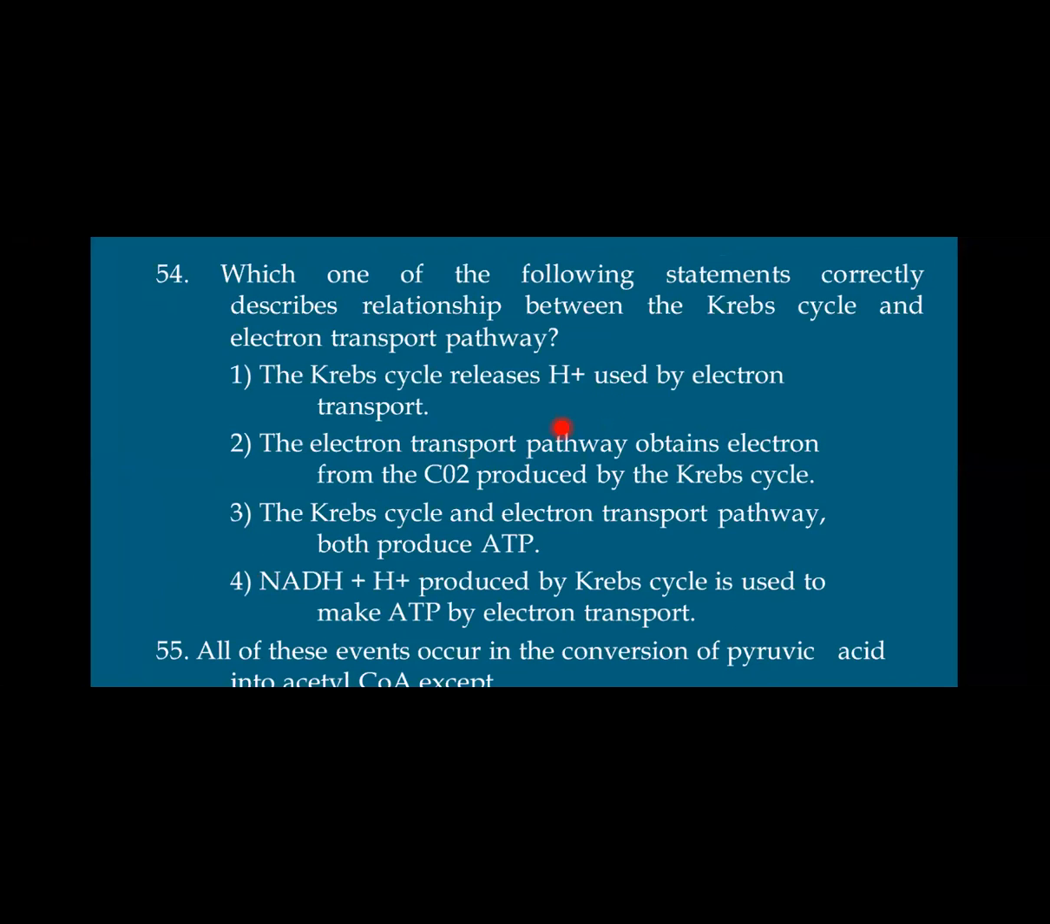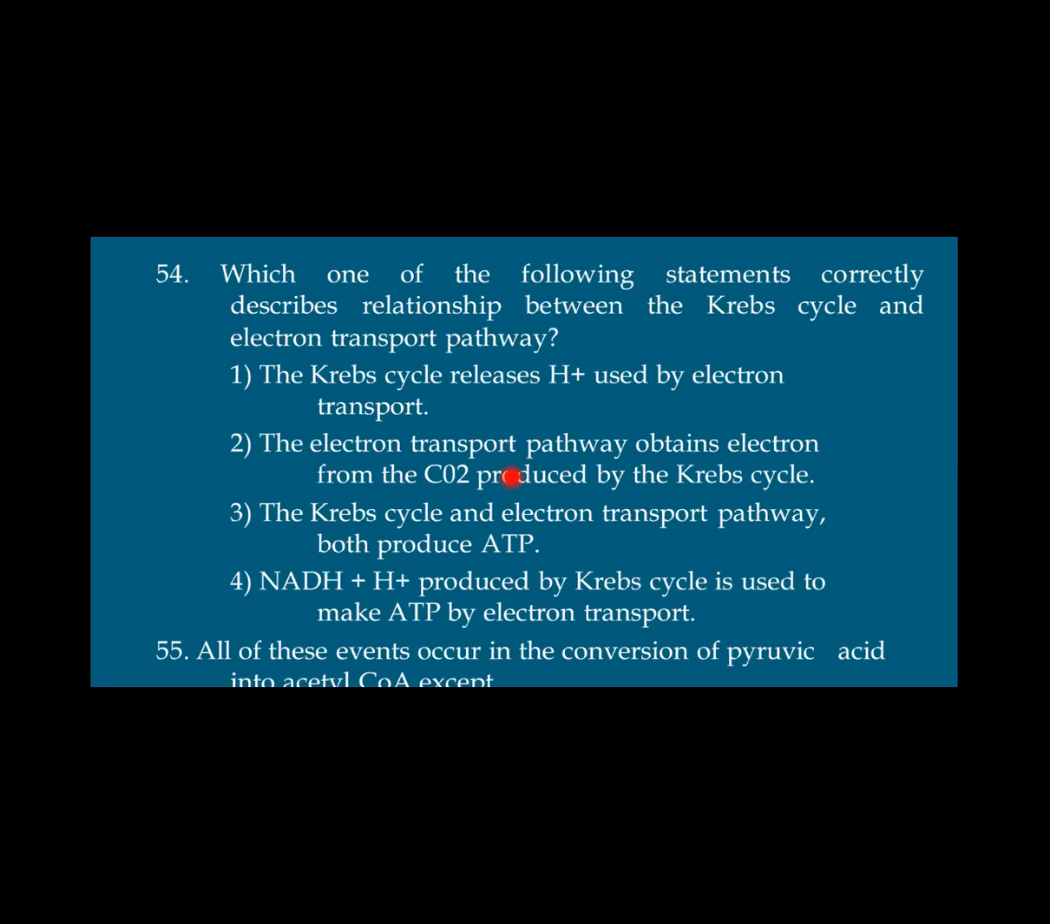Option 1, Krebs cycle releases H plus used by electron transport. So what do you think about this statement? Krebs cycle does not release free H plus which are used by electron transport. Electron transport does not use H plus. Electron transport transfers only electrons. Of course, there are some carriers which also require protons, but the purpose of electron transport is not to use up these protons. So option 1 is wrong.